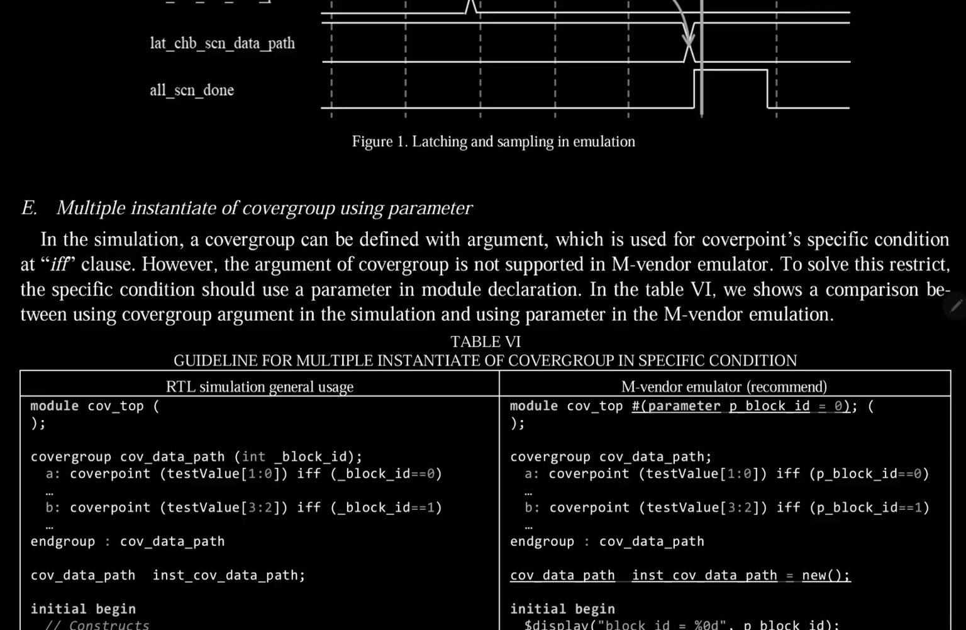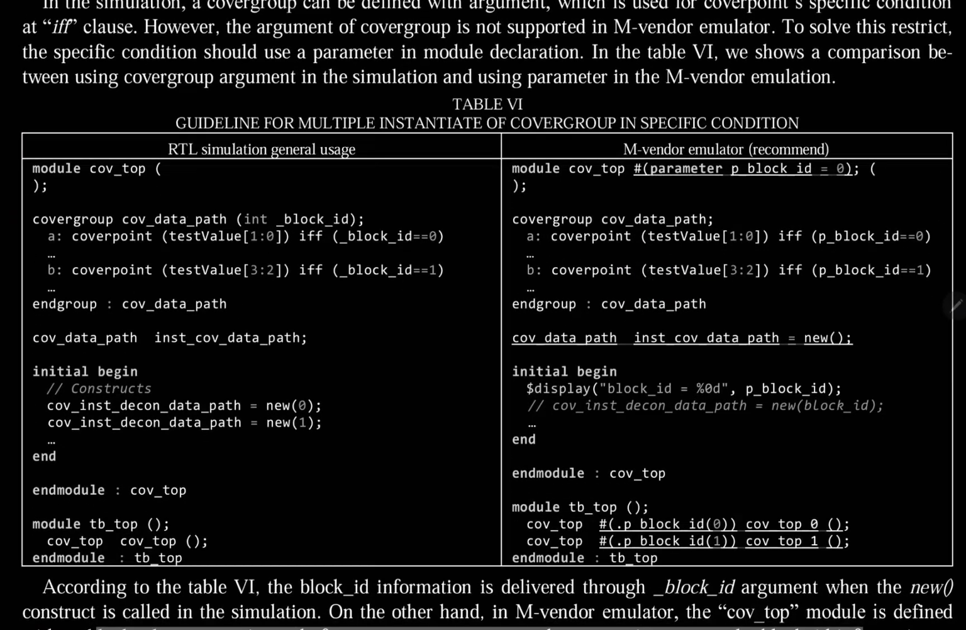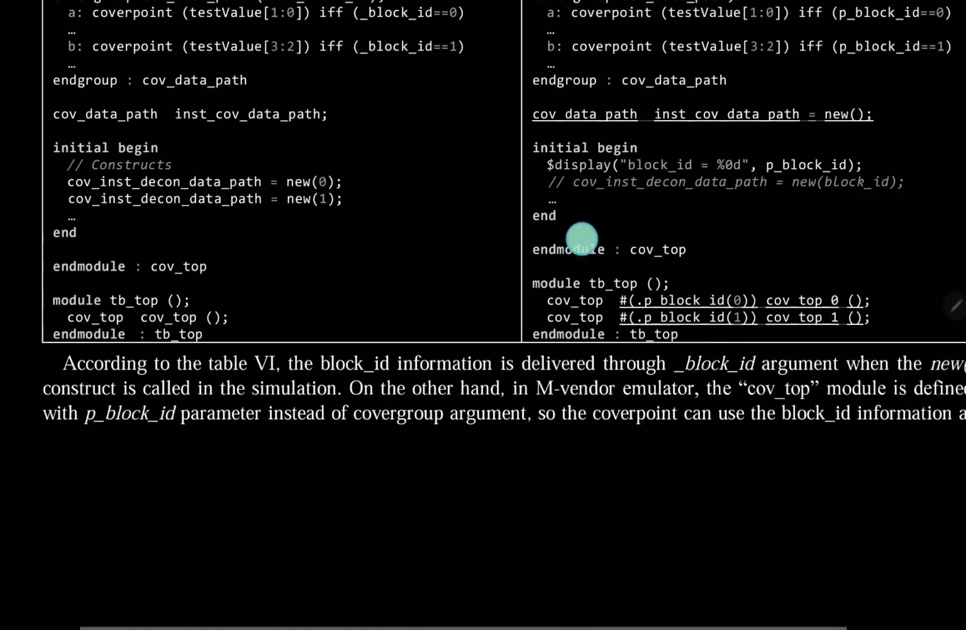So to solve this restriction, the specific condition should use a parameter and module declaration. In table 6, we show a comparison between using cover group argument in a simulation and using parameter in the vendor emulation. Table 6, guideline for multiple instantiation of cover group in specific condition.